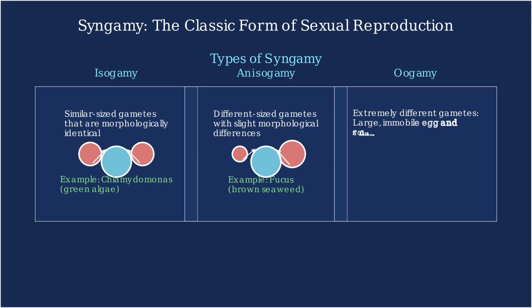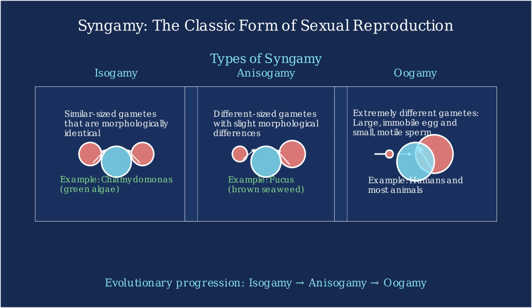Oogamy is the most common form in animals and plants, characterized by a large, immobile egg and a small, motile sperm. In humans and most animals, the small sperm must travel to the large egg for fertilization to occur. Evolutionary biologists believe there is a progression from isogamy to anisogamy to oogamy, reflecting increasing specialization of gametes.